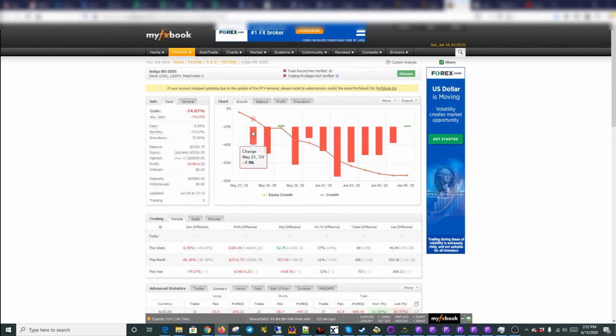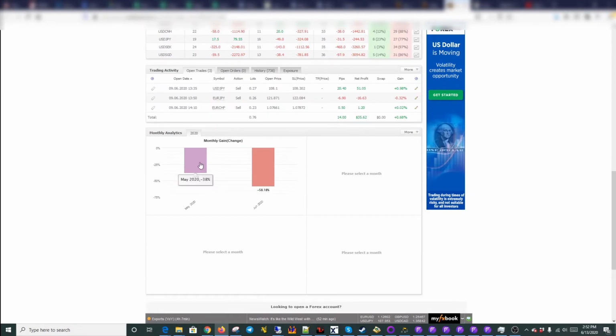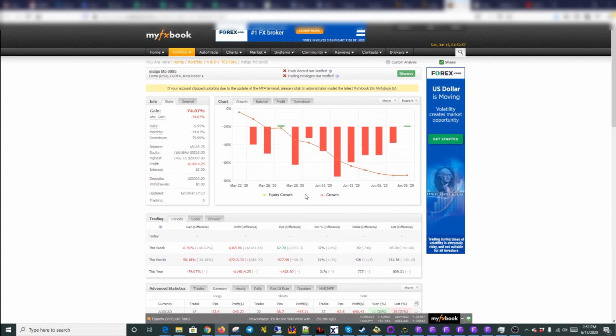If we look at it here, I started running it around May 22nd with a $20,000 account, and by the time I turned it off on June 9th, it had run that account down to $5,185 balance. Looks like there's still a trade open there when I closed it, but I think I closed that trade by now. So it managed to successfully lose a lot of money really quickly. It lost 38% in May, 58% in June, and this is on the M5 chart.